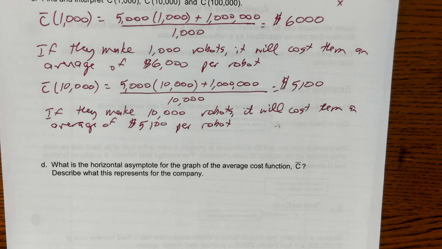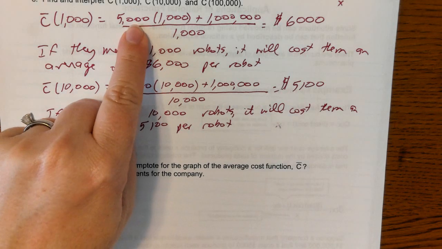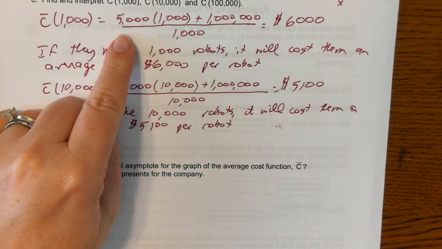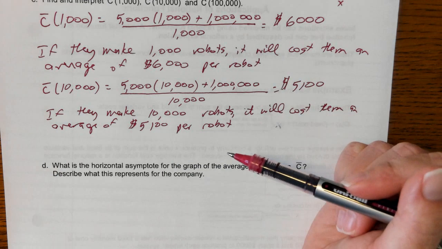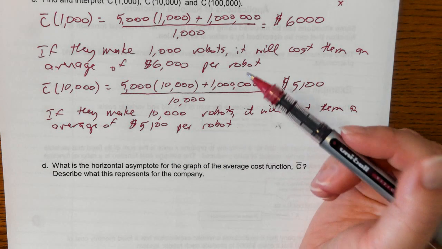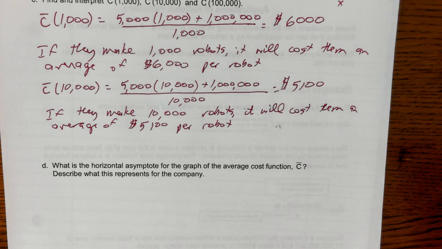Well, the reason, remember, it costs $5,000 for the raw materials. So if they're buying the plastic and the metal and all the parts to put together the robot, that's always $5,000. Every single robot costs them $5,000 to make. But remember that upfront cost of $1 million? They pay that $1 million for the warehouse and the employees and the insurance and all that. They pay that no matter how many robots they make.